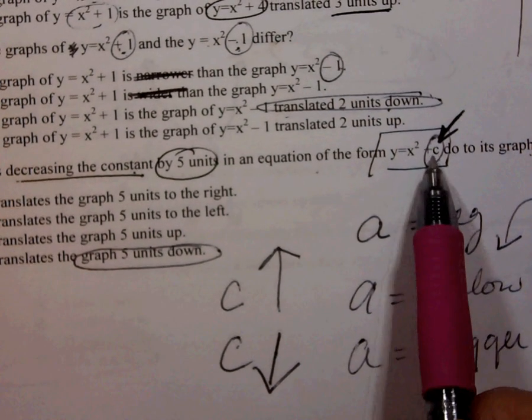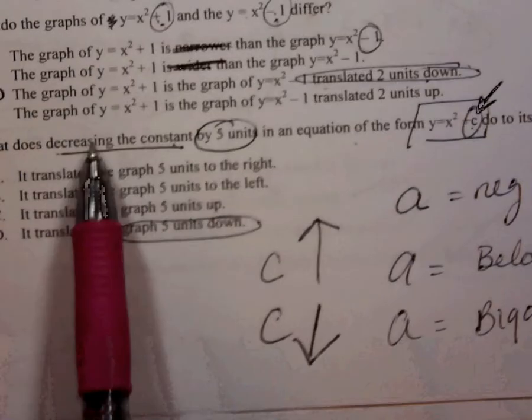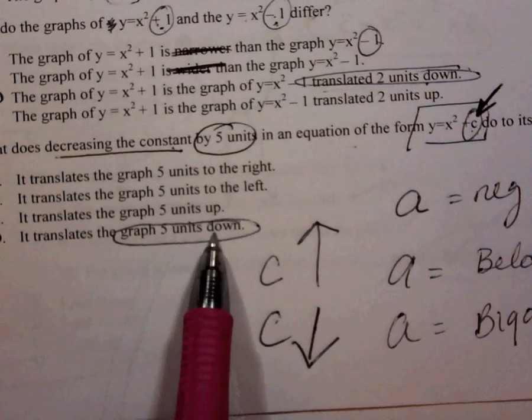And as long as you know that the constant is the C term, you know that this is moving up or down. Decreasing means 5 units down. So the answer is D. So just a little bit of review.